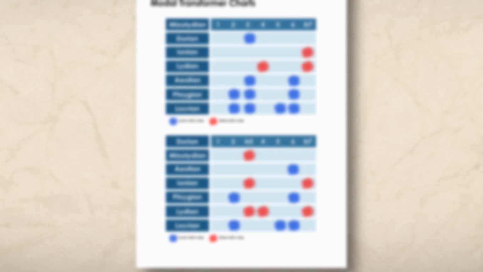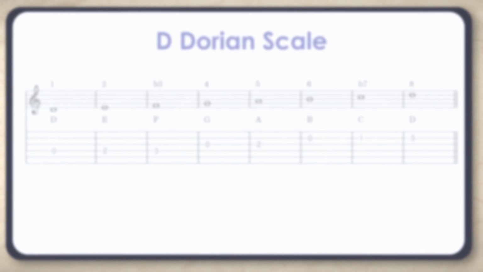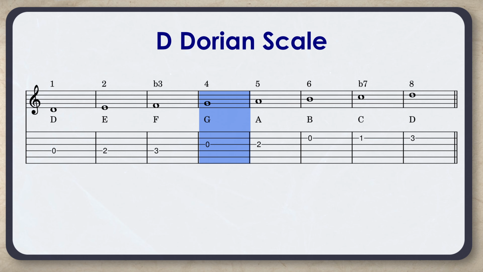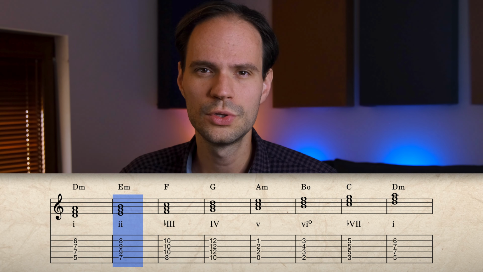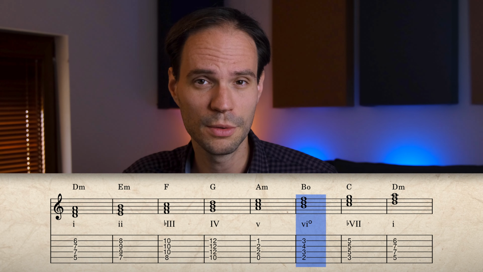My original piece of music is in D Dorian, and here on my cheat sheet you can see what tones you need to make a Dorian scale. And from this scale we can also create the chords that we can use in the D Dorian mode. This is what the original piece of music sounds like.